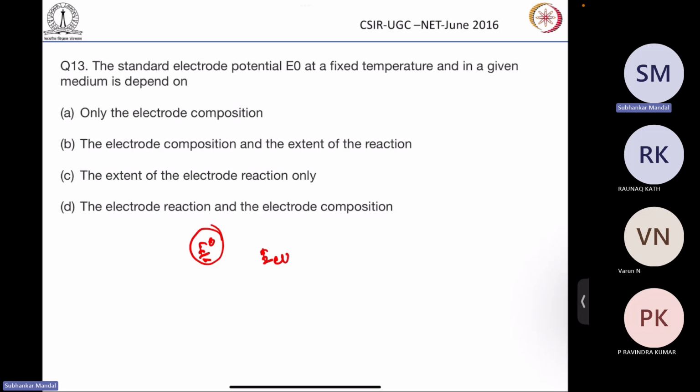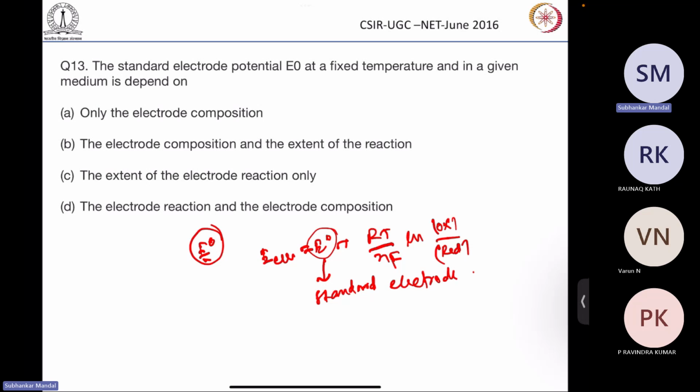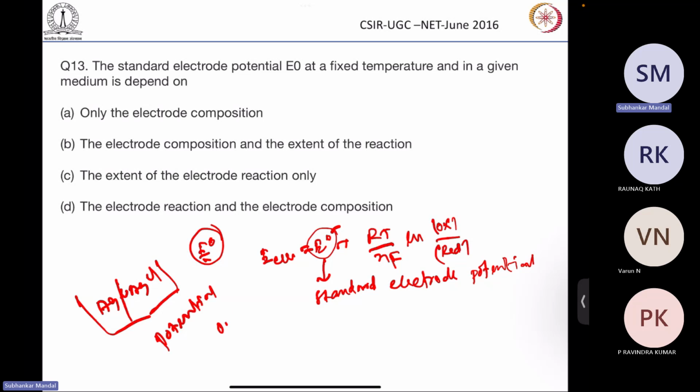What we discussed: E cell is equal to E naught plus RT by nF ln ox by red. So this E naught is the standard electrode potential. What does it depend on? The activity of the composition. Suppose you have taken AgCl, the reference electrode. Its potential is 0.196 volt. This depends on the composition, Ag and AgCl dipped in 1 molar KCl solution. So it depends on what composition you have taken.